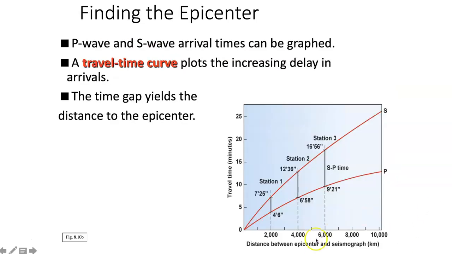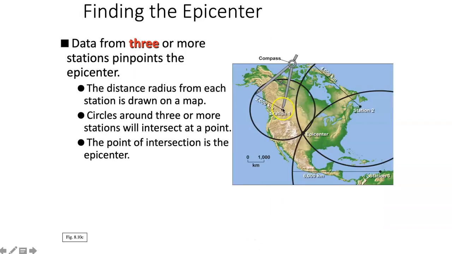Let me go back. So for this recording right here, we know we're 2,000 kilometers away from the epicenter, but we don't know what direction. So if this is our station, we would draw a circle with radius 2,000 kilometers. Somewhere on that circle is the epicenter. If we had another station, station 2, that recorded it at 4,000 kilometers away, then we could draw a circle around station 2. And you can see those two circles intercept in two places, up here and down here. So we need a third station, which is station 3, to record and see where all three intercept. And that is the epicenter.